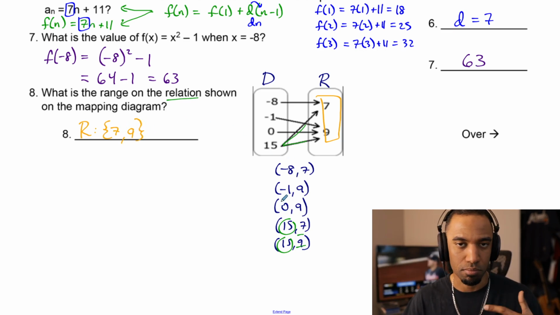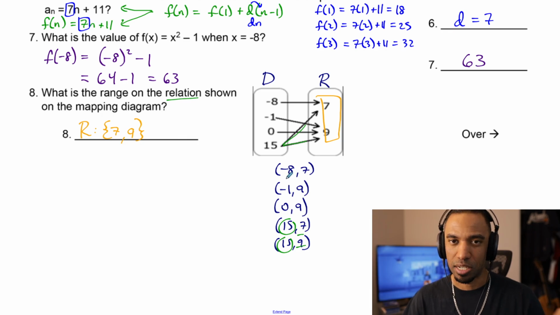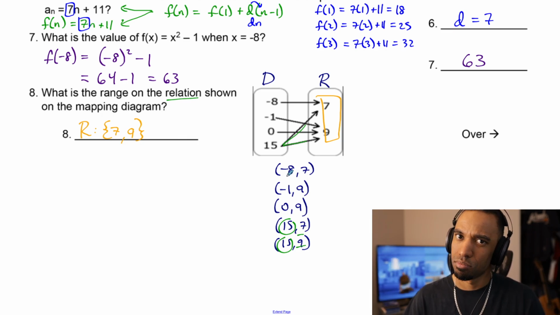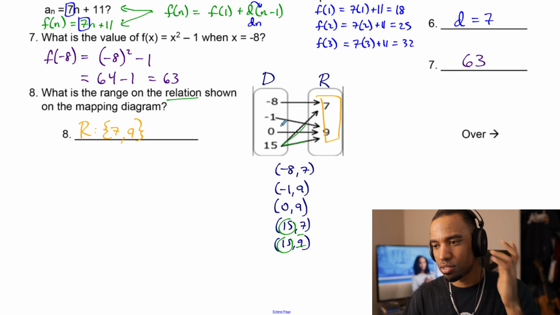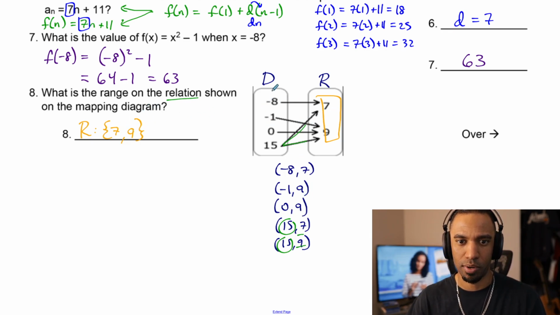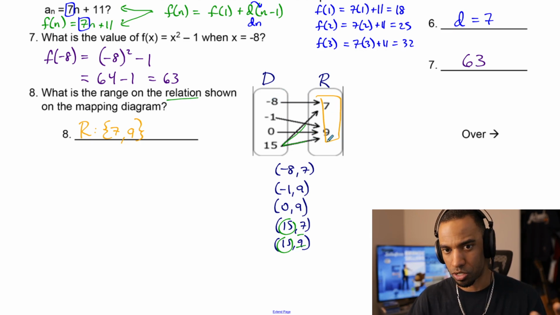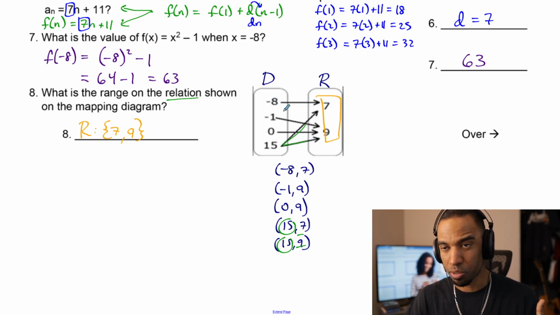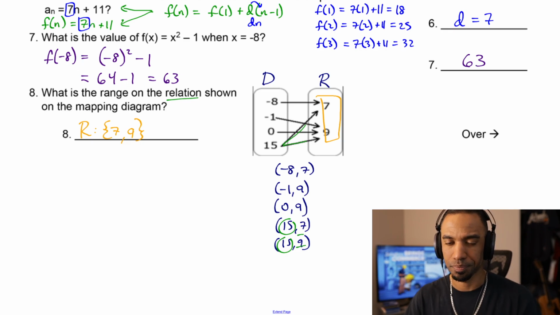You need to know what a mapping diagram is, how you use it, what you can infer from it, and of course where you find the domain and range. Domain's on the left, points to the range, range is on the right. Write in increasing order, avoid duplicates, but a mapping diagram already does that.